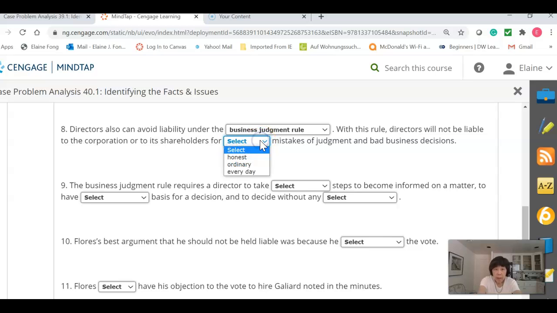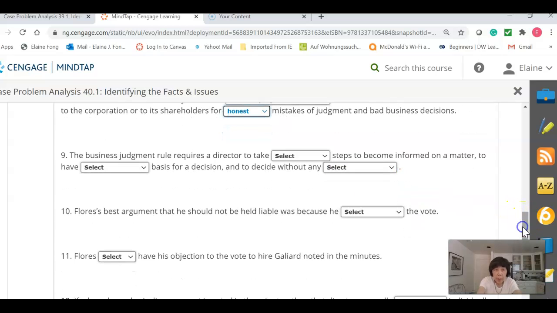Directors will not be liable for the ordinary, honest mistakes of judgment and bad business decisions. Going on to talk more about the business judgment rule.